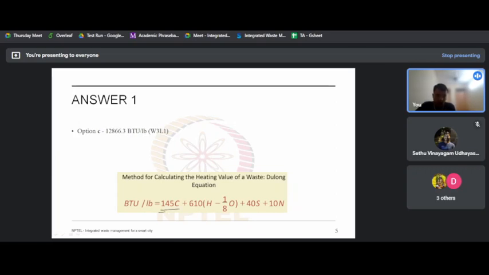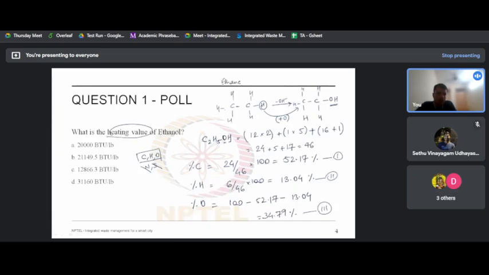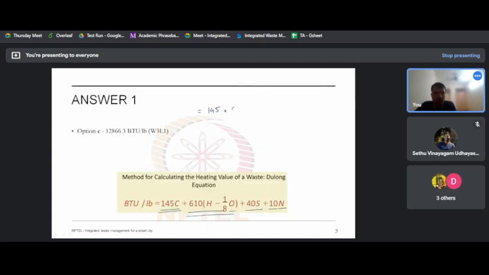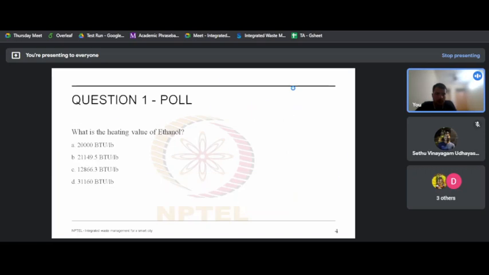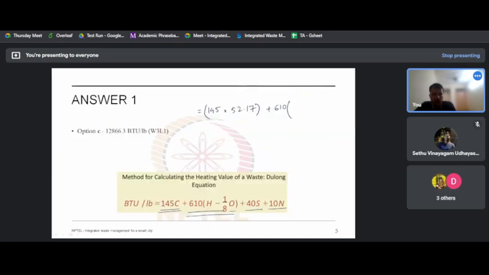So it is 145 into percentage carbon plus 610 into H minus 1 by 8 of O, plus we have sulfur and nitrogen as well. As we saw, we have 145 into carbon. So how much was carbon? Carbon was 52.17. We'll substitute the value here. Then we have 610 into hydrogen. Hydrogen was, I think, 34. No, it was 13.04, minus 34.79, which was oxygen, I think, divided by 8.